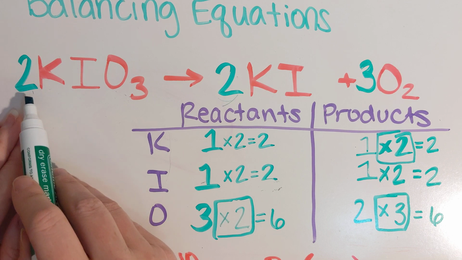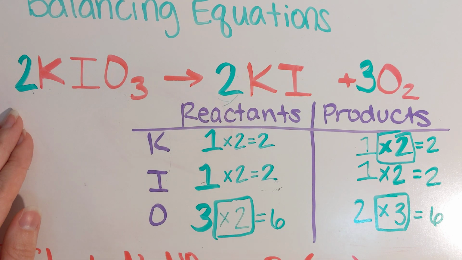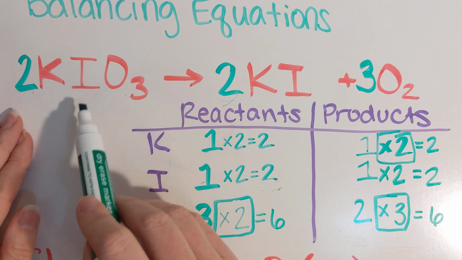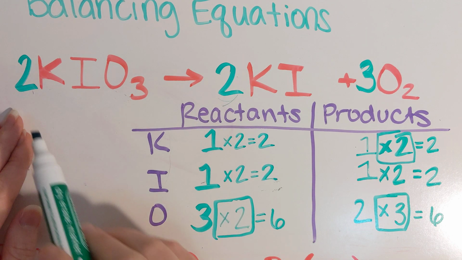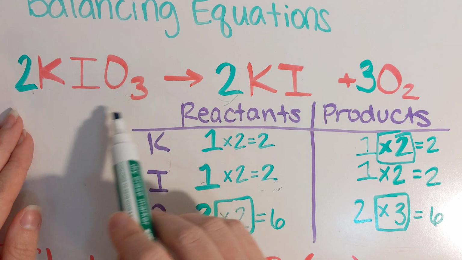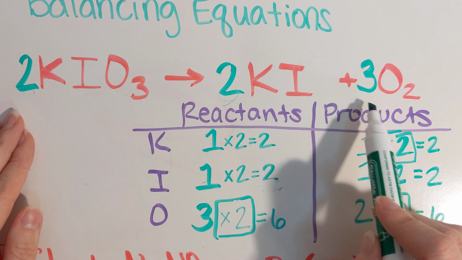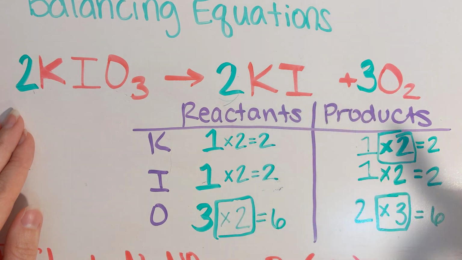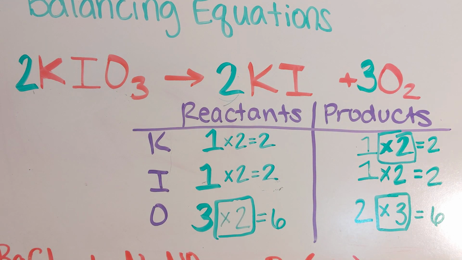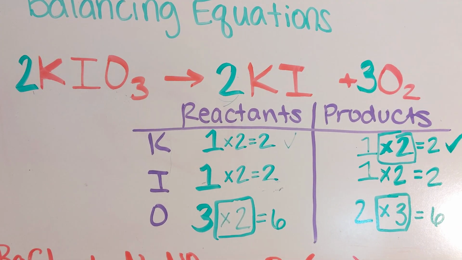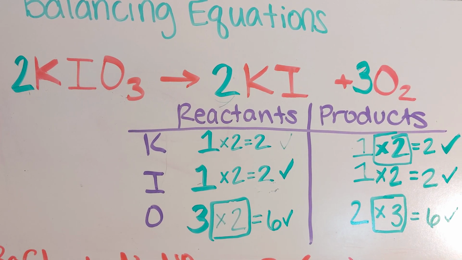So here I have 2 Ks, and I'm ending with 2 Ks. Perfect. Here I have 2 iodines, and I'm ending with 2 iodines. Wonderful. Here I have 2 times 3 oxygens, which is 6, and I'm ending with 3 times 2 oxygens, which is 6. So 6, 6. Perfect. Everything matches. I have the same number of Ks to start with as I end with, same number of Is to start with as I end with, same number of oxygens to start with as I end with.